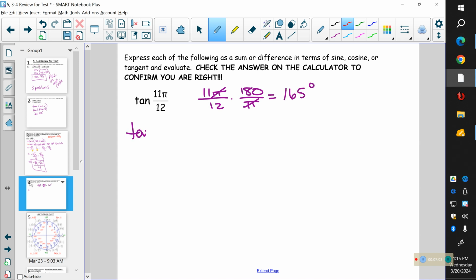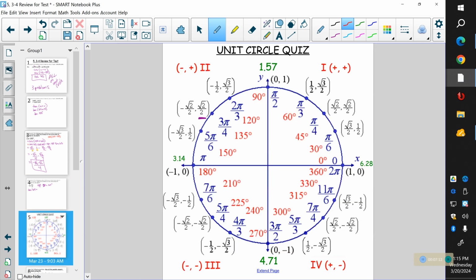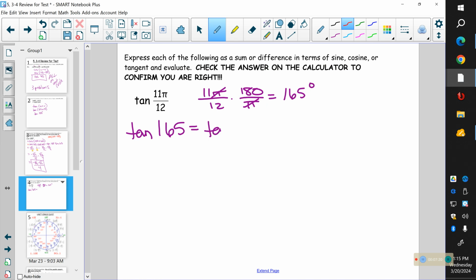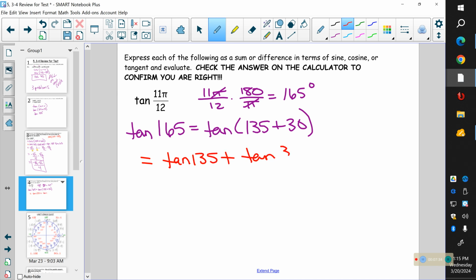So now I'm doing the tangent of 165. So again, you are going to look on the unit circle for two angles that are going to add to 165 or subtract to 165. 135 and 30. That works for me. So this is the tangent of 135 plus 30. So now we are going to apply the tangent sum formula. So that is going to be the tangent of 135 plus the tangent of 30, all over 1 minus the tangent of 135 times the tangent of 30.